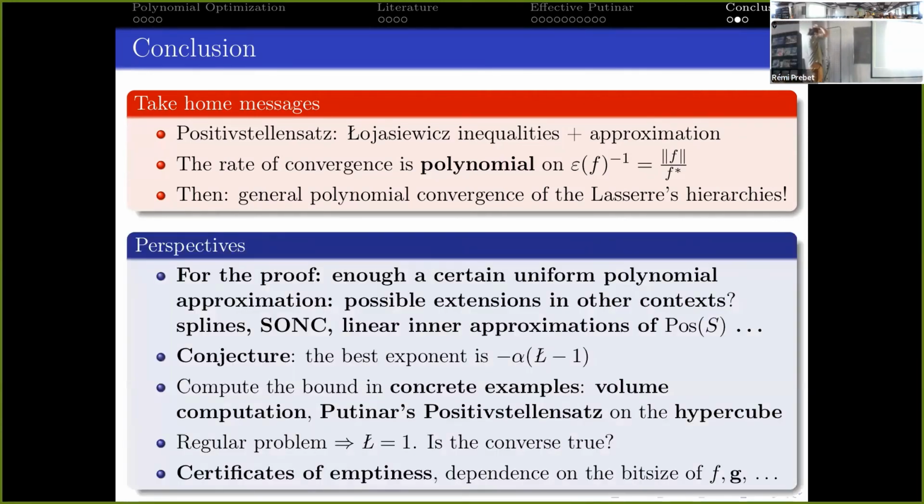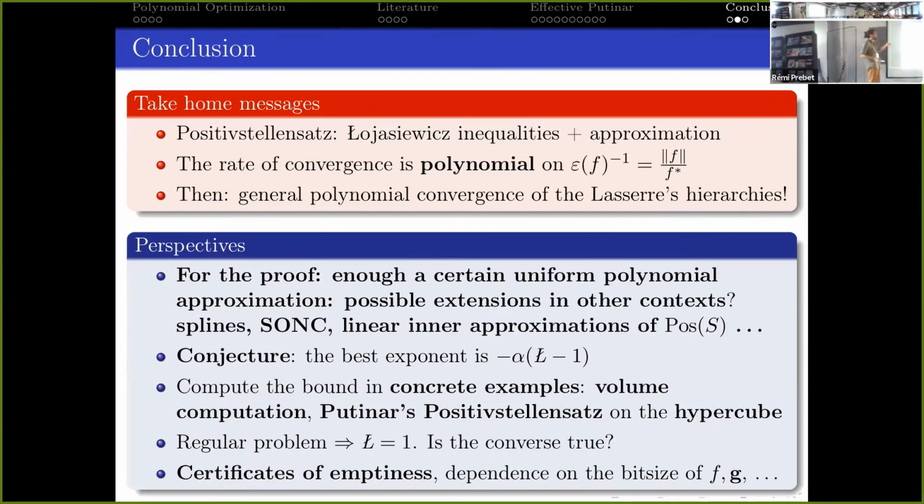And let me mention some perspectives for the proof. We are not really using sum of square polynomials. We are really using approximation. So this on one side is strange. Maybe for sum of square polynomials we can do much better. And on the other hand, it's good because it opens the line to other questions, maybe to other directions.